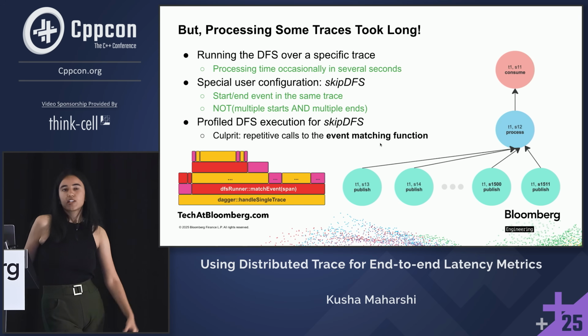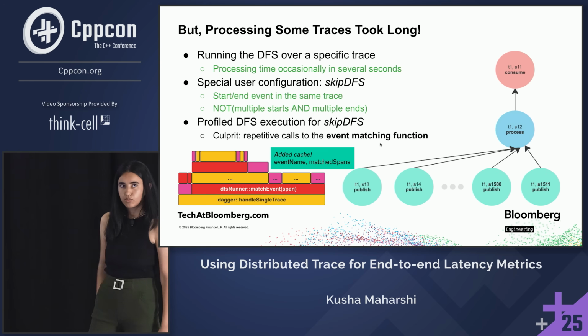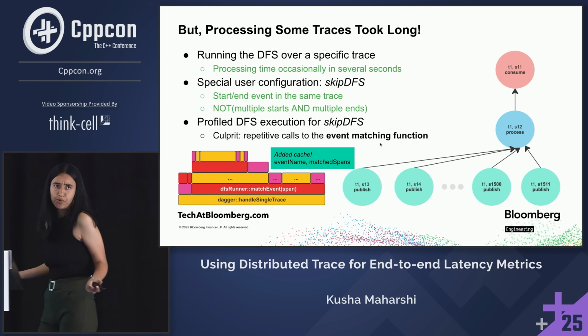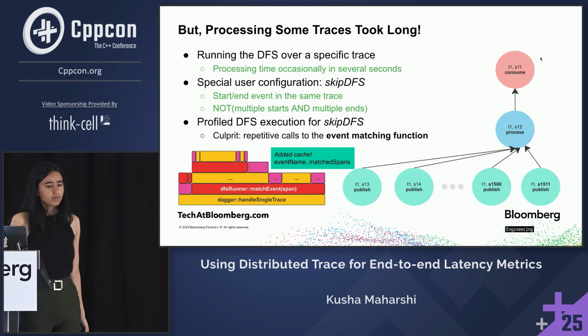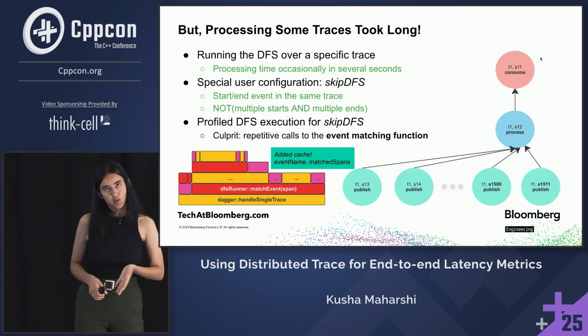And the fix was pretty simple. We just added a cache so that we wouldn't rematch the same span we already know matches the start event. And once again, by using profiling, we were able to see what was really going wrong and then fix that.